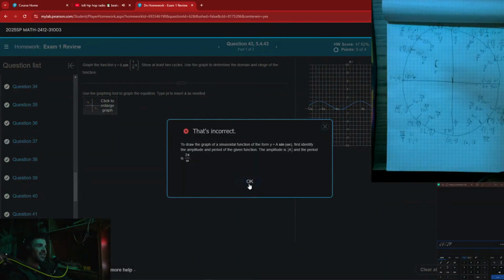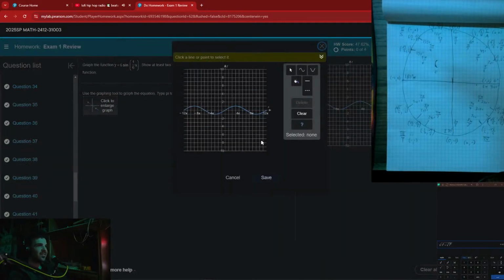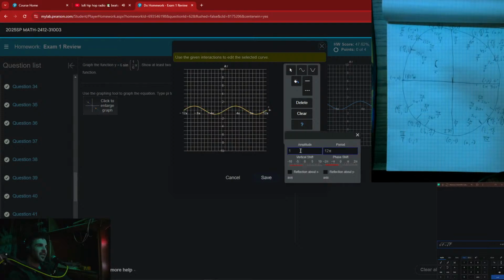Oh, what? Oh no. Oh no. Did I just have a stroke or something? Dude, this thing is impossible to see. I hate it so much. I didn't change the amplitude somehow.